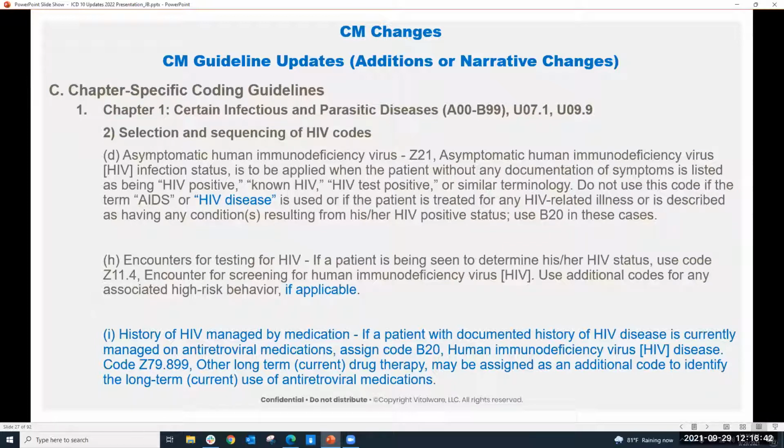The second paragraph, paragraph H, they just added "if applicable." And then paragraph I, here they're just saying that if a patient with a documented history of HIV is being managed by antiretroviral medications, you would assign B20 with Z79.899, long-term current use of antiretroviral medication.